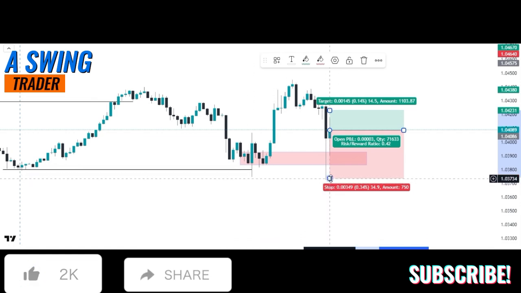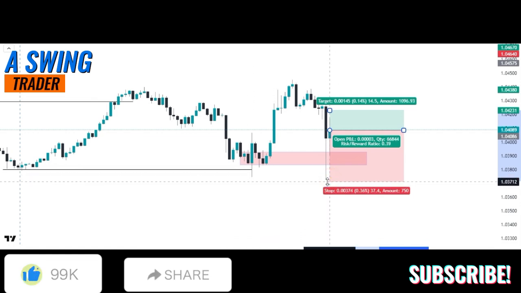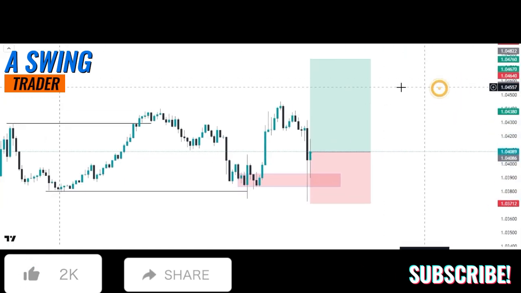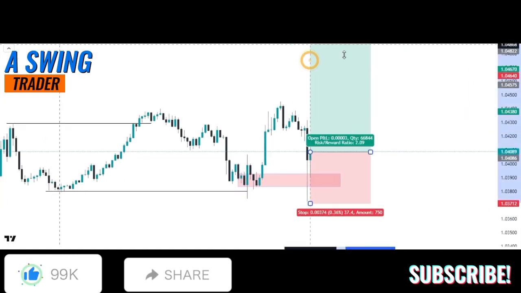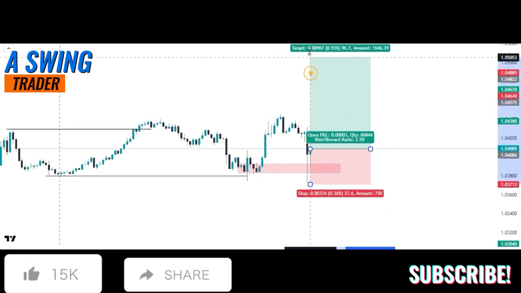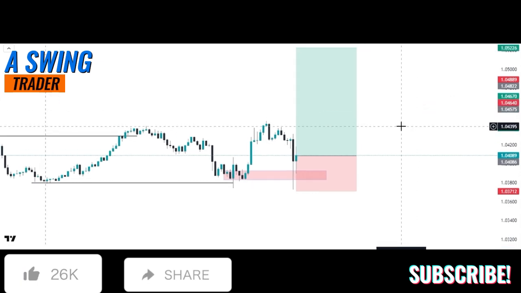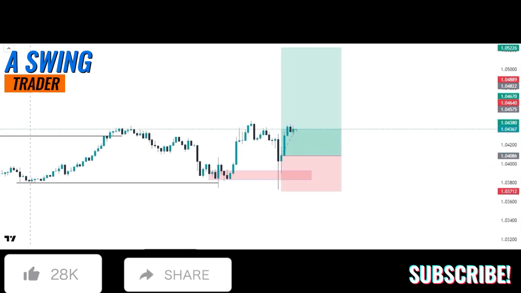Okay, so we push to this level, and we are going for 1:3 for this particular trade. We are going for 1:3, as you already know. So this is exactly how you can enter this trade as a swing trader. Okay, so we can just play out and see what the price is able to do.